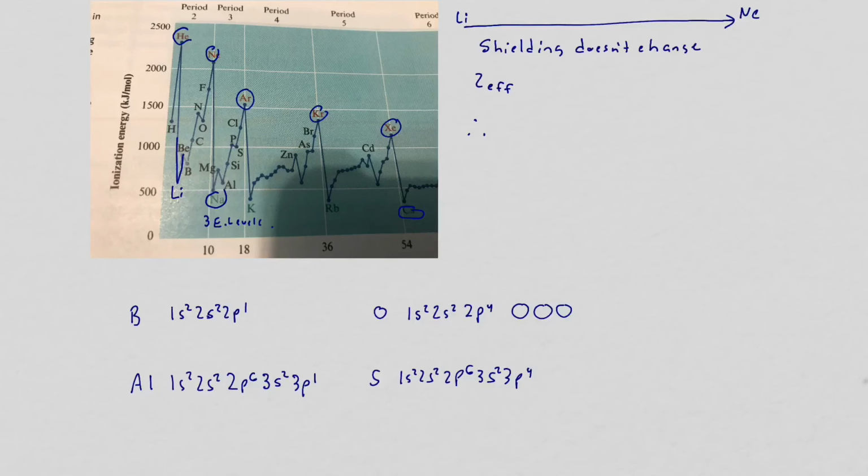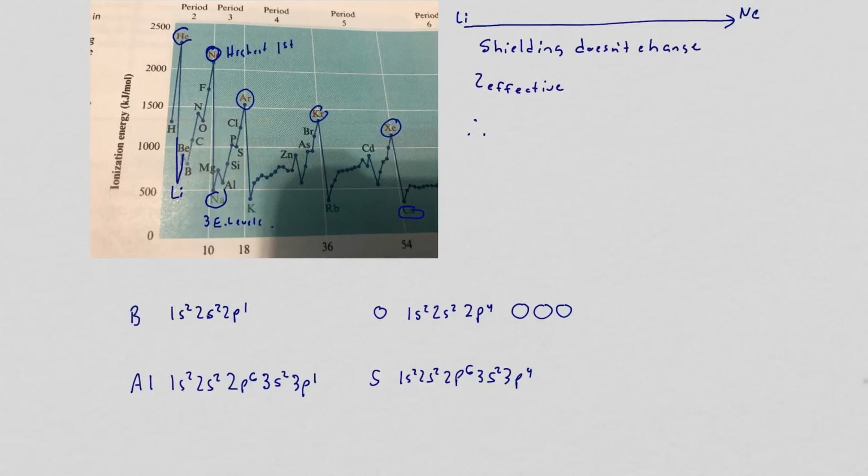What does change, however, is the nuclear charge as you go across the row. And we call this Z effective, or Zeff. And what that means is, because the shielding remains the same but the nuclear charge is increasing, it becomes more and more difficult to remove electrons as you go across the row. So as you go from lithium to neon, you will note that neon has the highest.